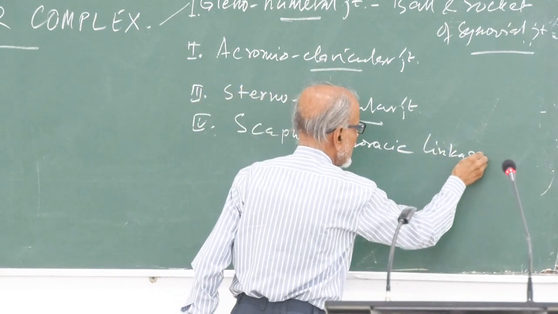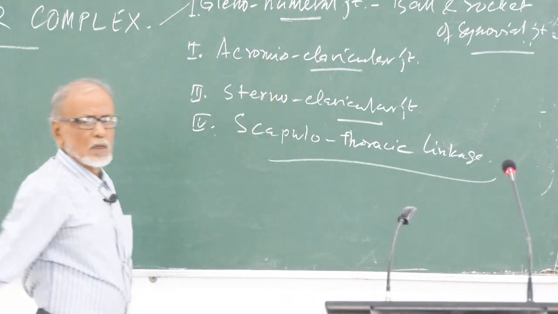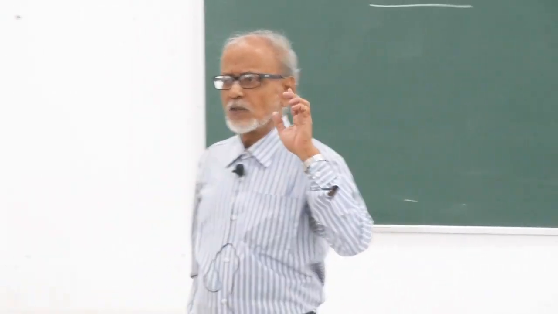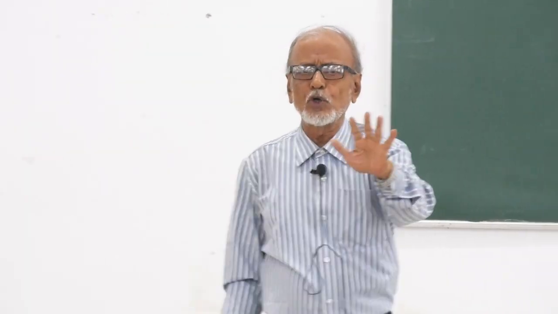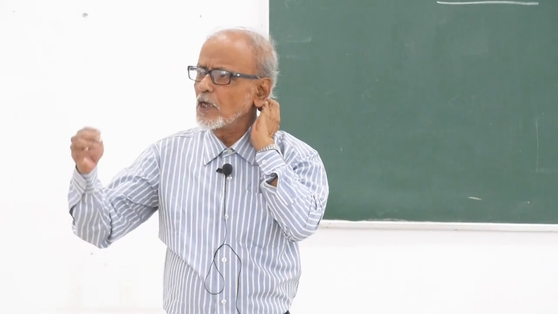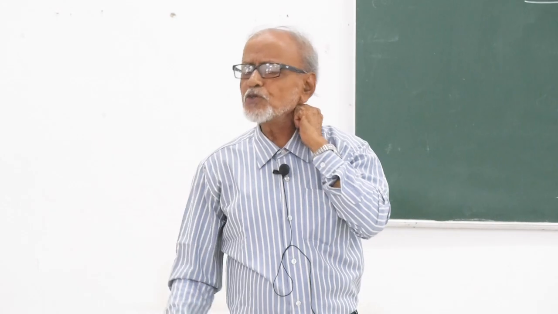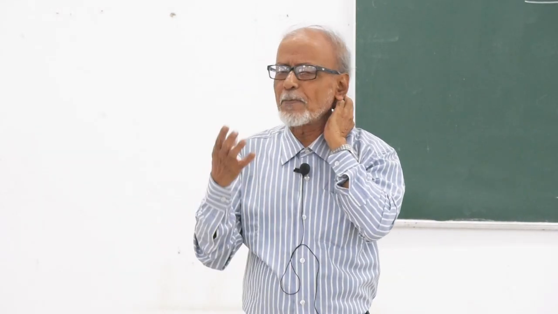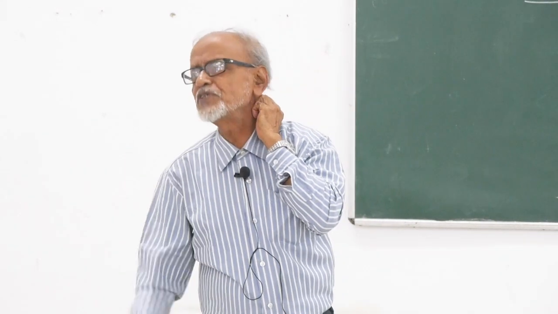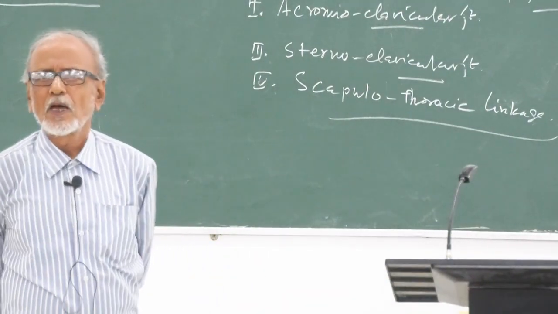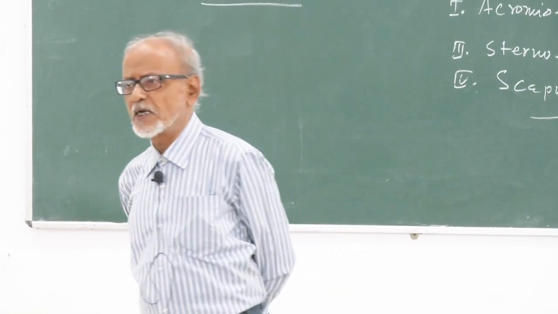This is not a joint like these three. Scapulothoracic linkage is not a joint like the three, glenohumeral, acromioclavicular, sternoclavicular, but it participates in movements of the shoulder. What links the scapula with the thoracic wall? Please tell me. Name the muscle. Very good. It is the serratus anterior.